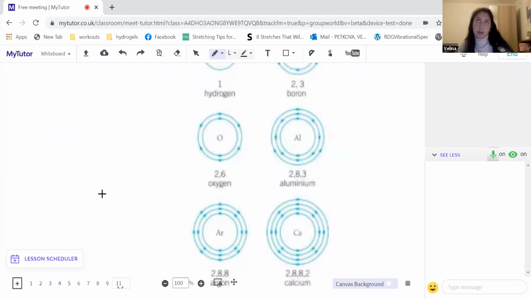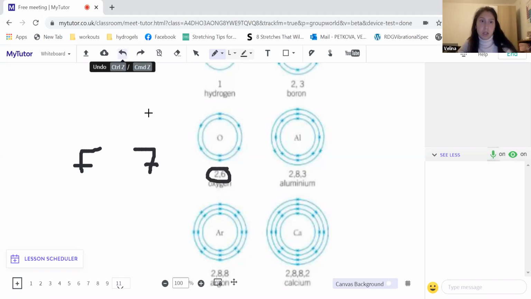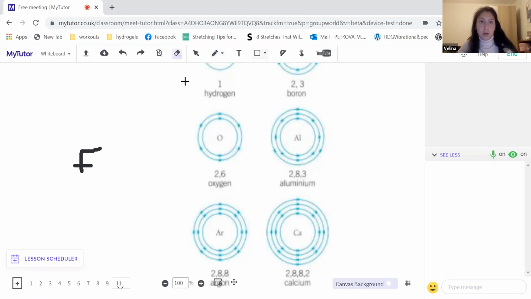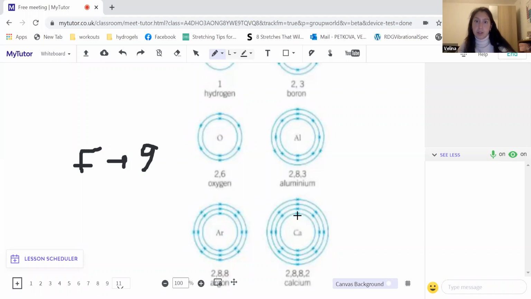So if we take fluorine, do people want to try to write down the electronic structure in this notation? It's got 7 electrons. Oh, sorry, my bad. It's 9. Sorry about that. It's actually 9 electrons. Yeah, brilliant. So it should be 2,7. Amazing. Well done, everyone.